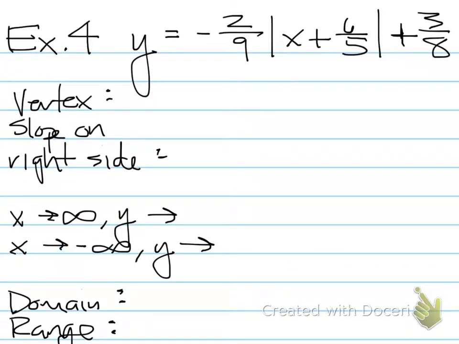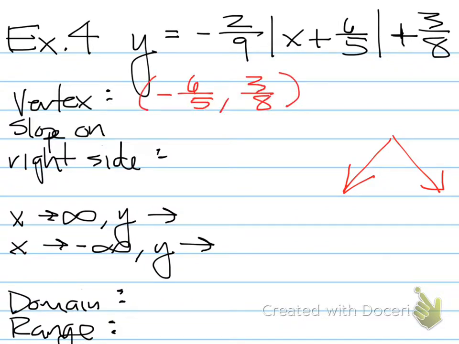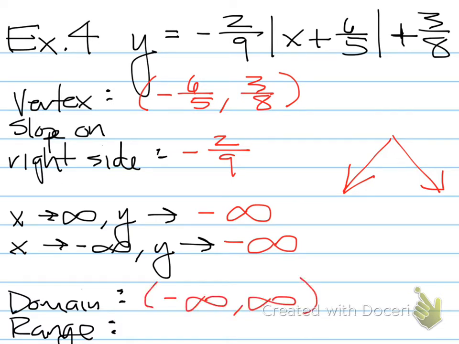Last example, a quick sketch of the graph. a is negative, so the arrows should be pointing down. The vertex is determined by h and k. h is -6/5. k is 3/8. The slope is whatever a is, -2/9. As x goes to the right, you can see that y is going down to negative infinity. As x goes to the left, y is still going down to negative infinity. The domain is all real numbers, and the range is going to be the y-coordinate of the vertex to negative infinity.